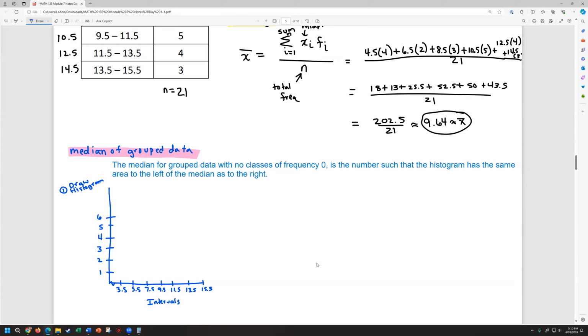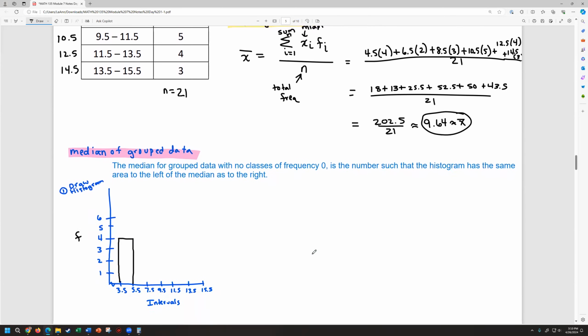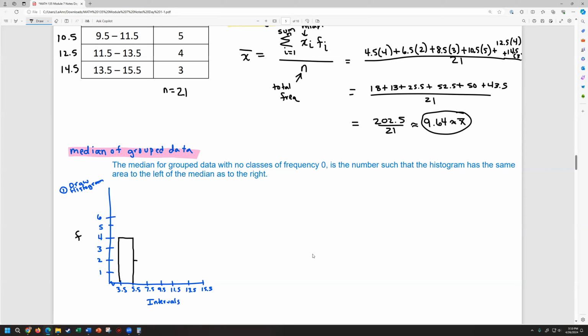So the first bar had 4 items, so I'm going to make this a different color. So we go up to a height of 4, come over, go down to the next interval line. Remember, this represents frequencies. The next item in our list had a height of 2. There were 2 items represented by that group. So 2 all the way over.